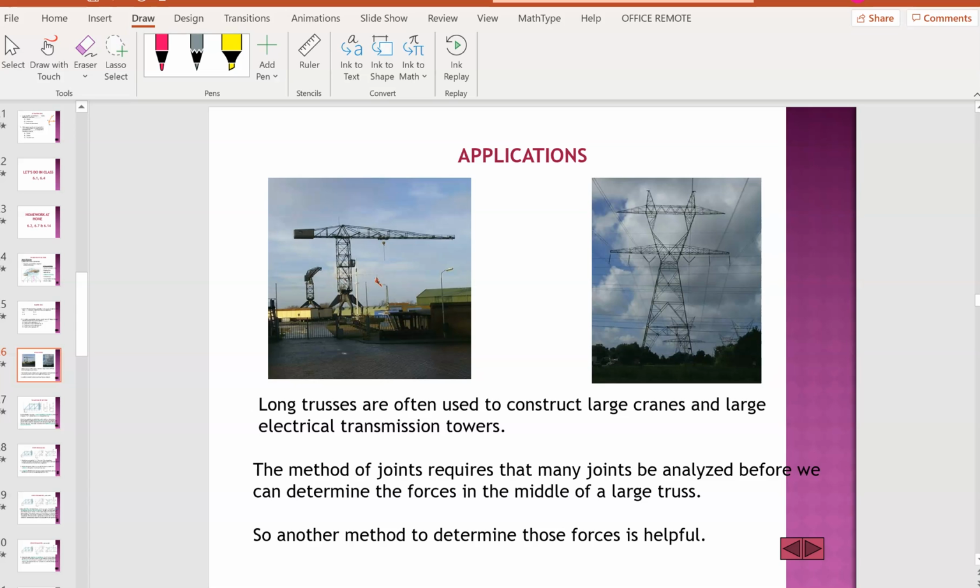So application. Why do you need this, and where can you apply this lesson? Long trusses are often used to construct large cranes and large electrical transmission towers. The method of joints requires that many joints be analyzed before we can determine the forces in the middle of a large truss. If the truss is really very long, for example the crane here, what's actually happening in the middle? Can we increase the load? What is the phenomenon happening to the members in the middle? This is why we are studying this chapter.